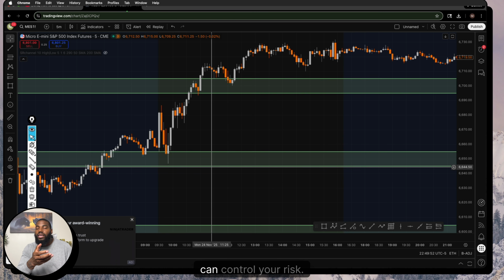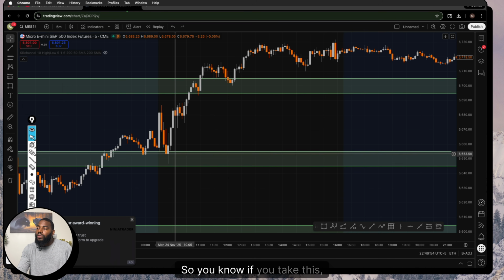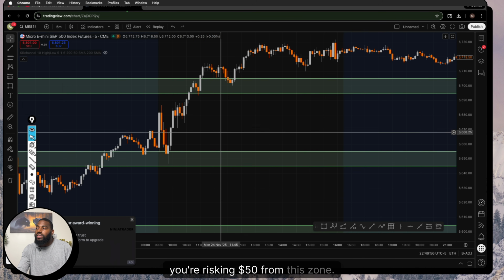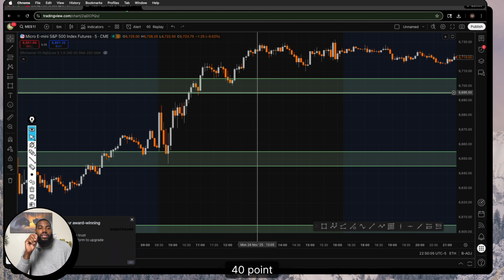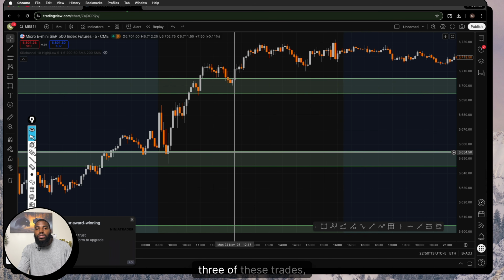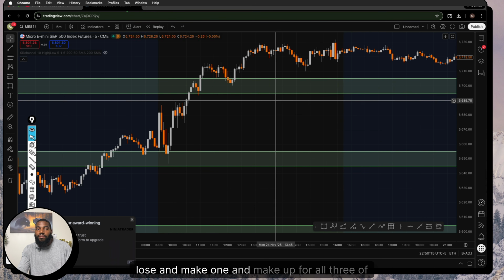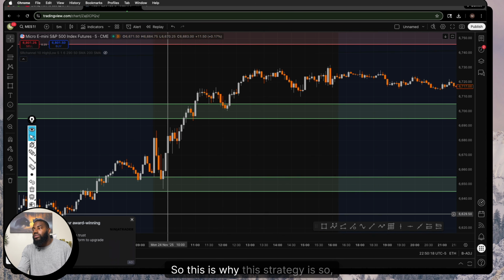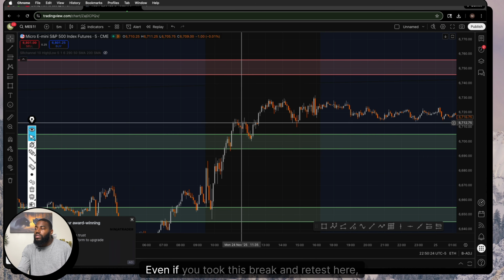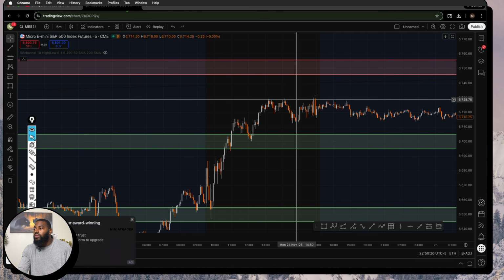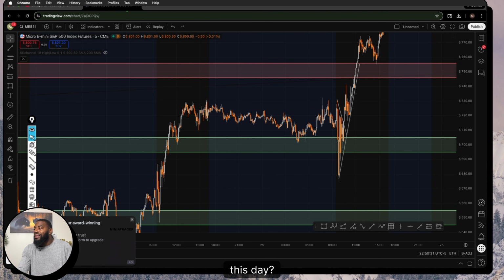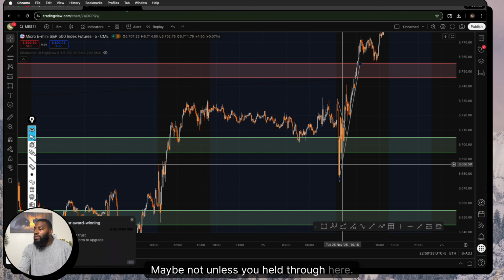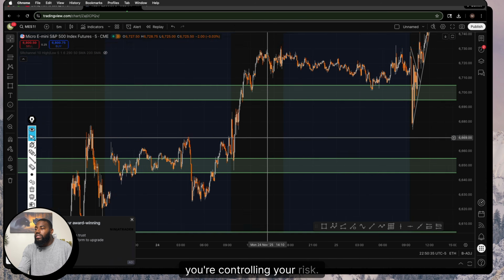So you can control your risk. You know if you take this, you're risking $50 from this zone. If you want to take it up here, you're going for a 40-point profit off of a 10-point risk. That is a 1 in 3. You can take 3 of these trades, lose, and make 1 and make up for all 3 of them. So this is why this strategy can help you out a lot. Even if you took this break and retest here, as you see, you still would have made profit. Would you have made it to this day? Maybe not, unless you held through here. But again, you're controlling your risk.